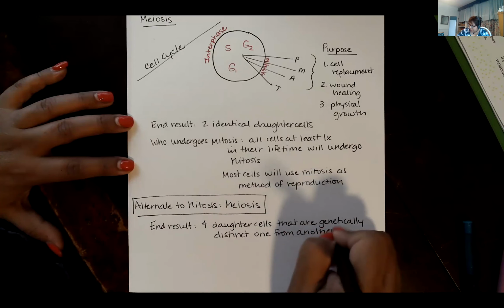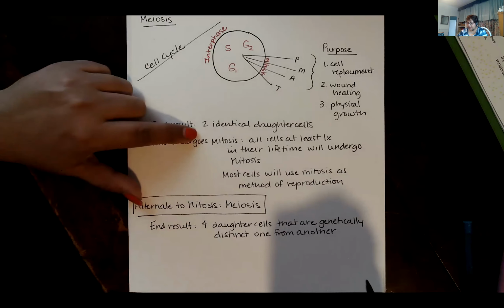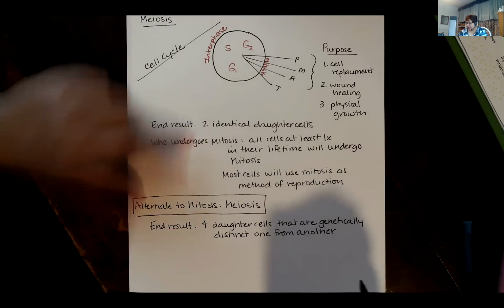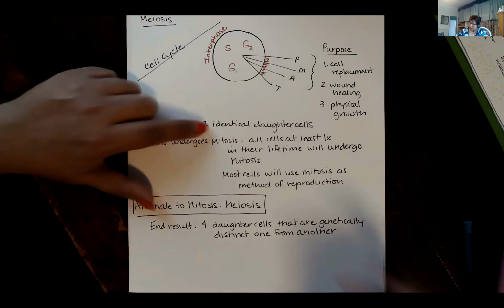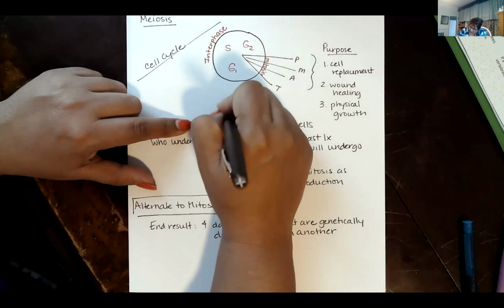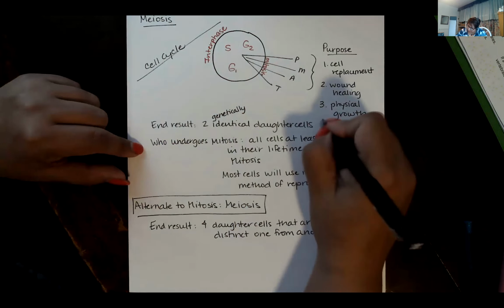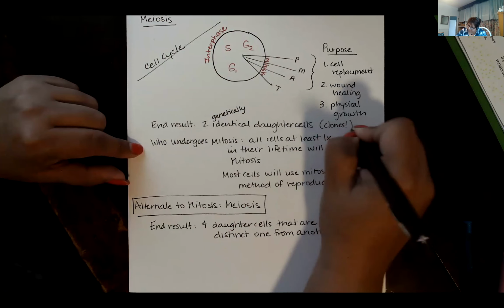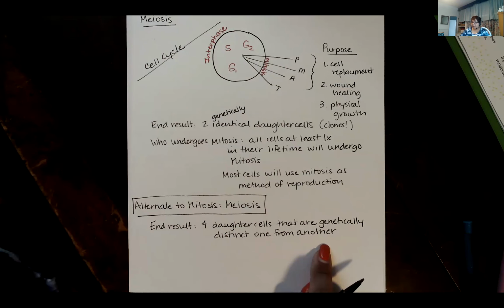So this is one huge difference between mitosis and meiosis. In mitosis, there are only 2 daughter cells. Here we've got 4. In mitosis, the daughter cells are genetically identical. They're clones. Here, not only do you have 4 cells, but each cell's DNA is different. So you don't get clones. Everybody is a little bit different from the other.